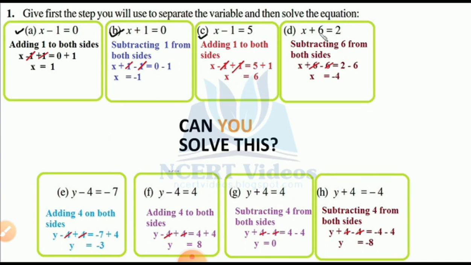D. Question is x plus 6 is equal to 2. I want only the variable x. So 6 is there, plus. I can remove 6 by subtracting 6. So on the left side I will subtract 6, and I have to subtract on the right side also. On the right side I have 2. So on the left side, x plus 6 minus 6, and on the right side 2 minus 6. So x is equal to minus 4.